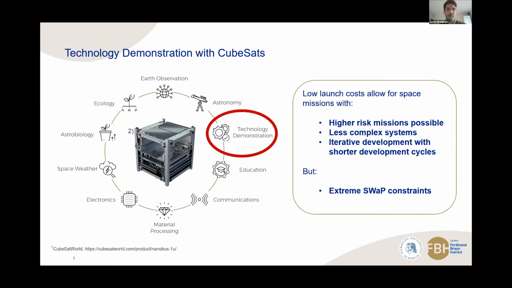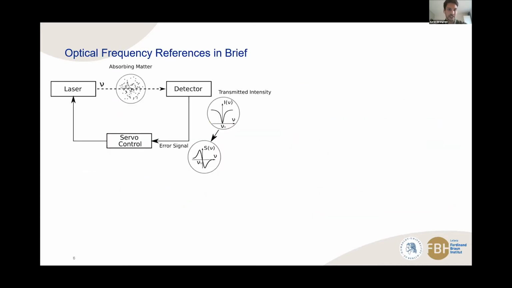There is a big but, however. We have extreme SWaP constraints. We need to be small, we need to have low power consumption and low weight. And before I get into the process of developing a technology for the platform and for quantum technologies, I want to give a brief introduction about the principle of optical frequency references.